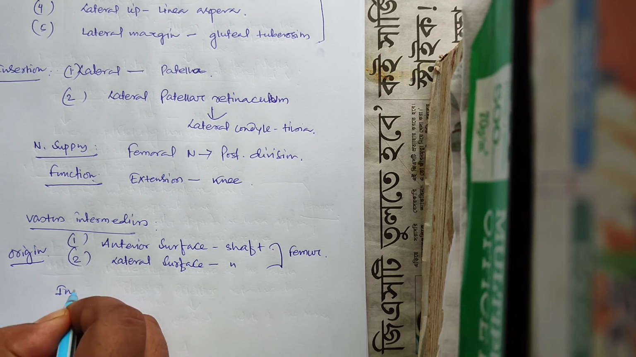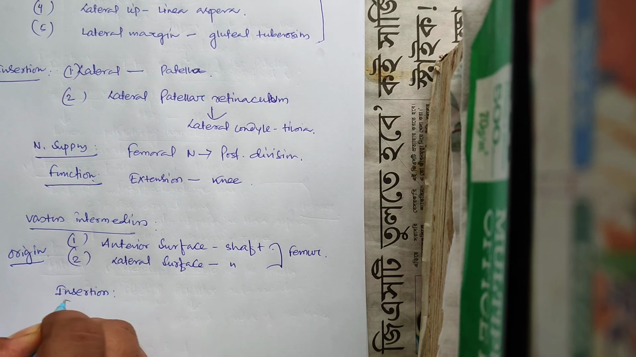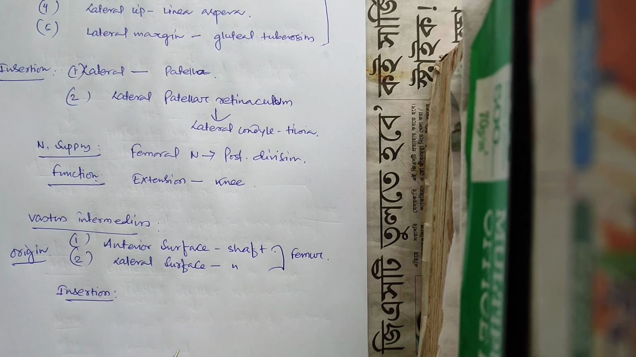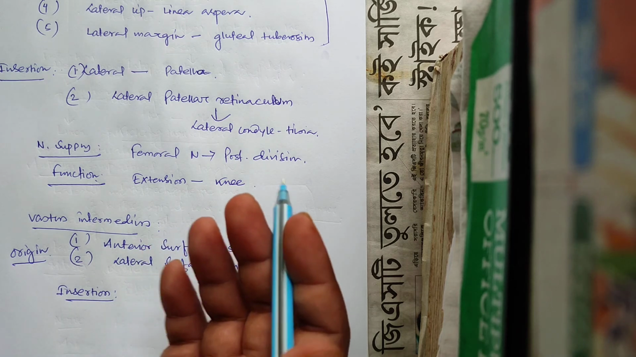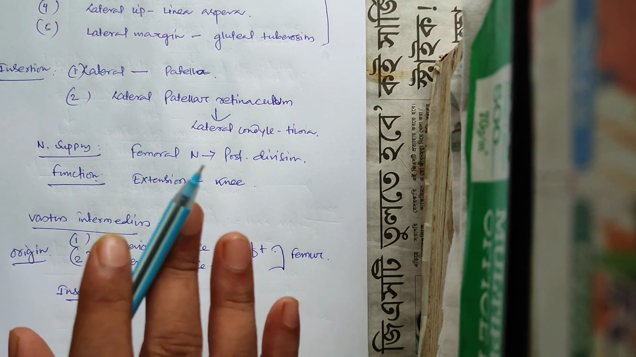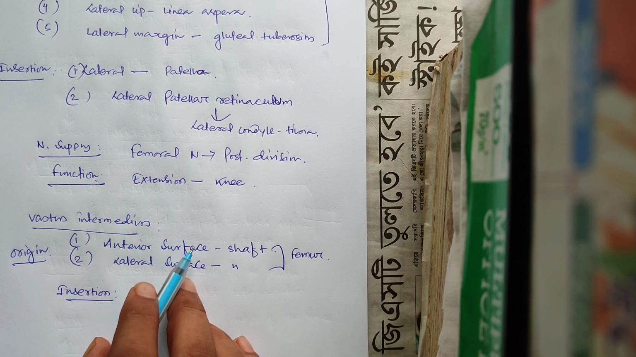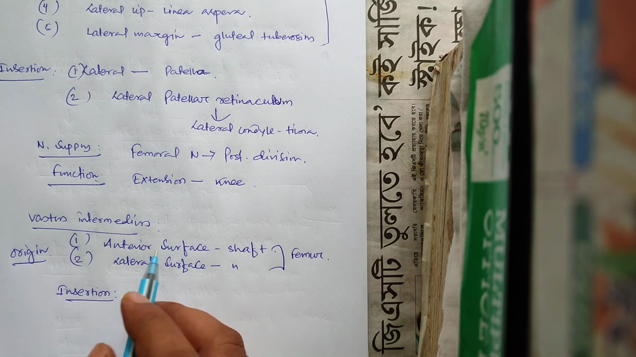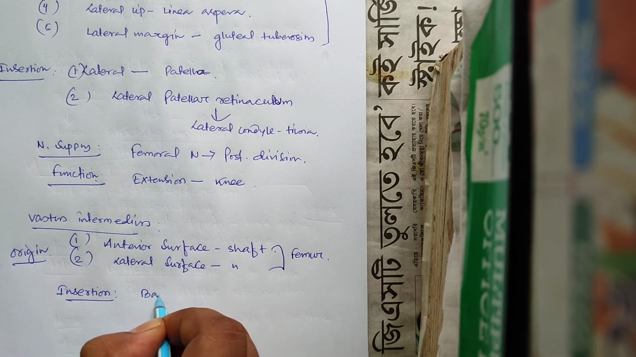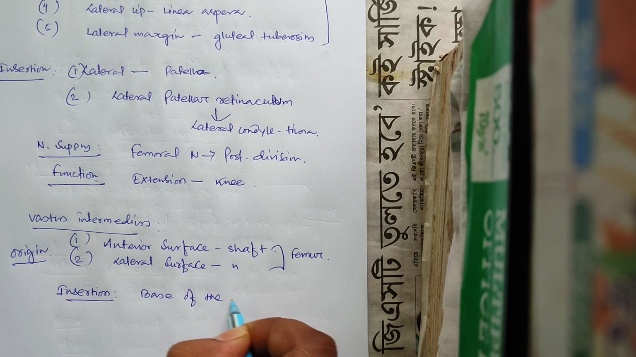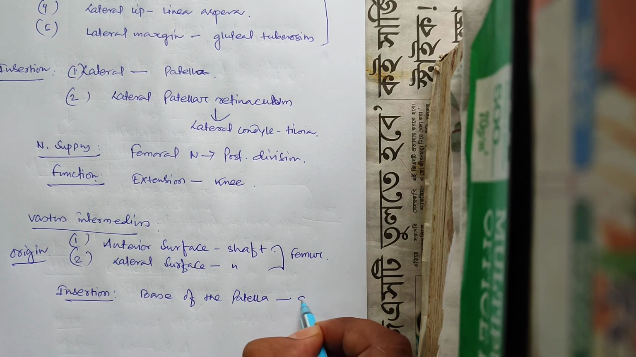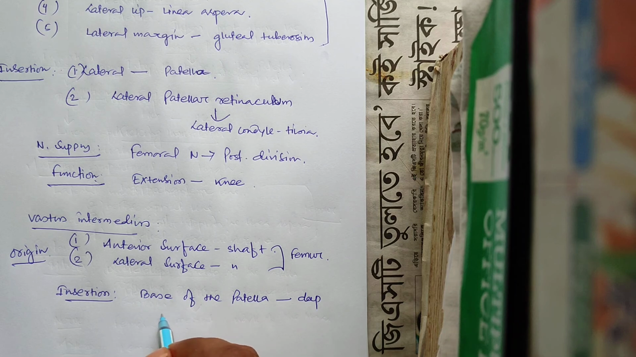Insertion: it is inserted into the base of the patella and deep to the tendon of the rectus femoris. So the rectus femoris is inserted above, and the vastus intermedius is deeply situated to it.